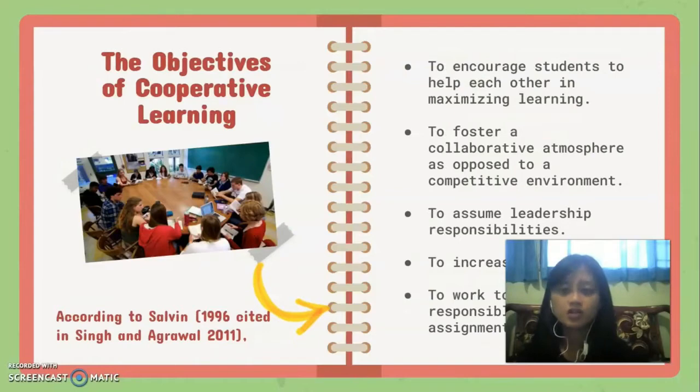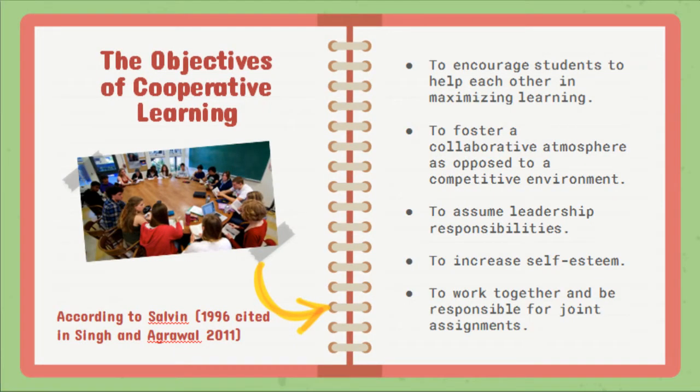So according to Salvin in 1996, cited in Singh and Agarwal in 2011, the objective of cooperative learning has 5. The first is to encourage students to help each other in maximizing learning. Second is to foster a collaborative atmosphere as opposed to a competitive environment. Third is to assume leadership responsibility. Fourth is to increase self-esteem. And the last is to work together and be responsible for joint assignments.